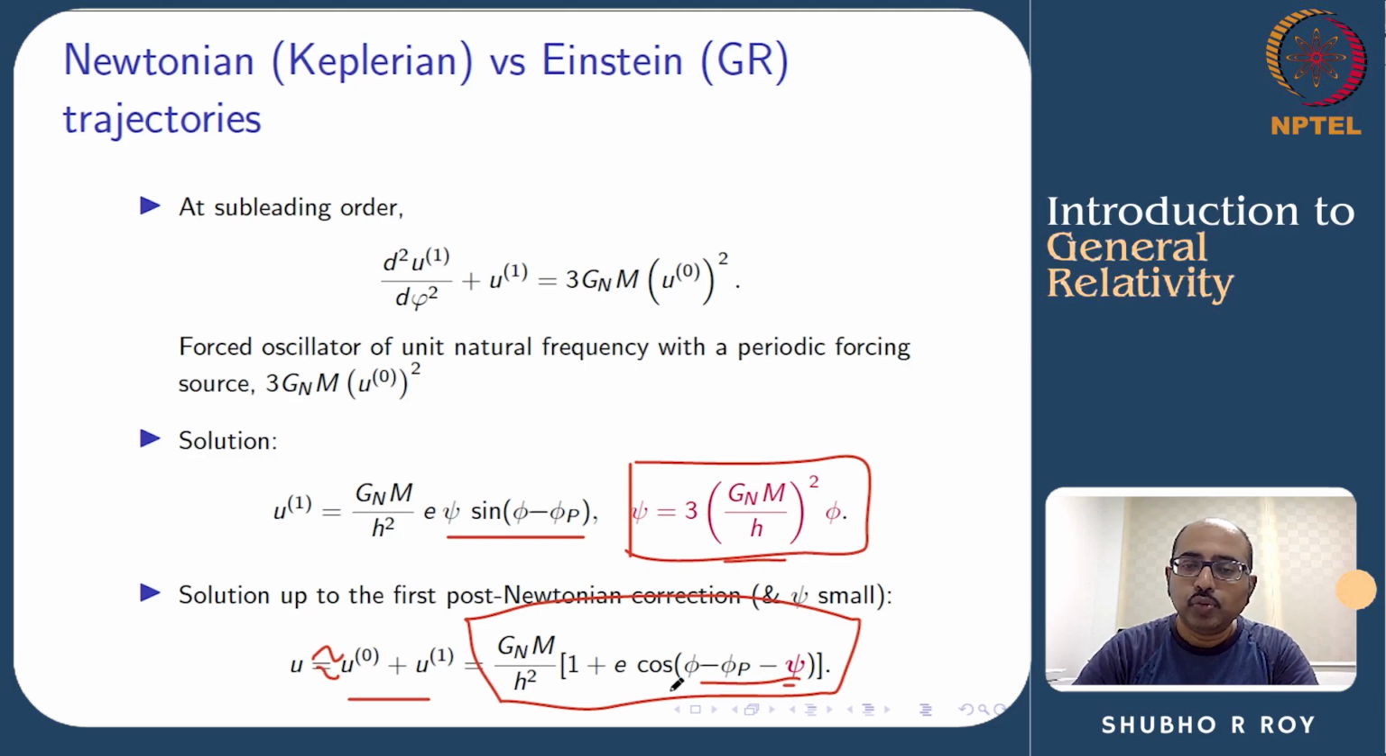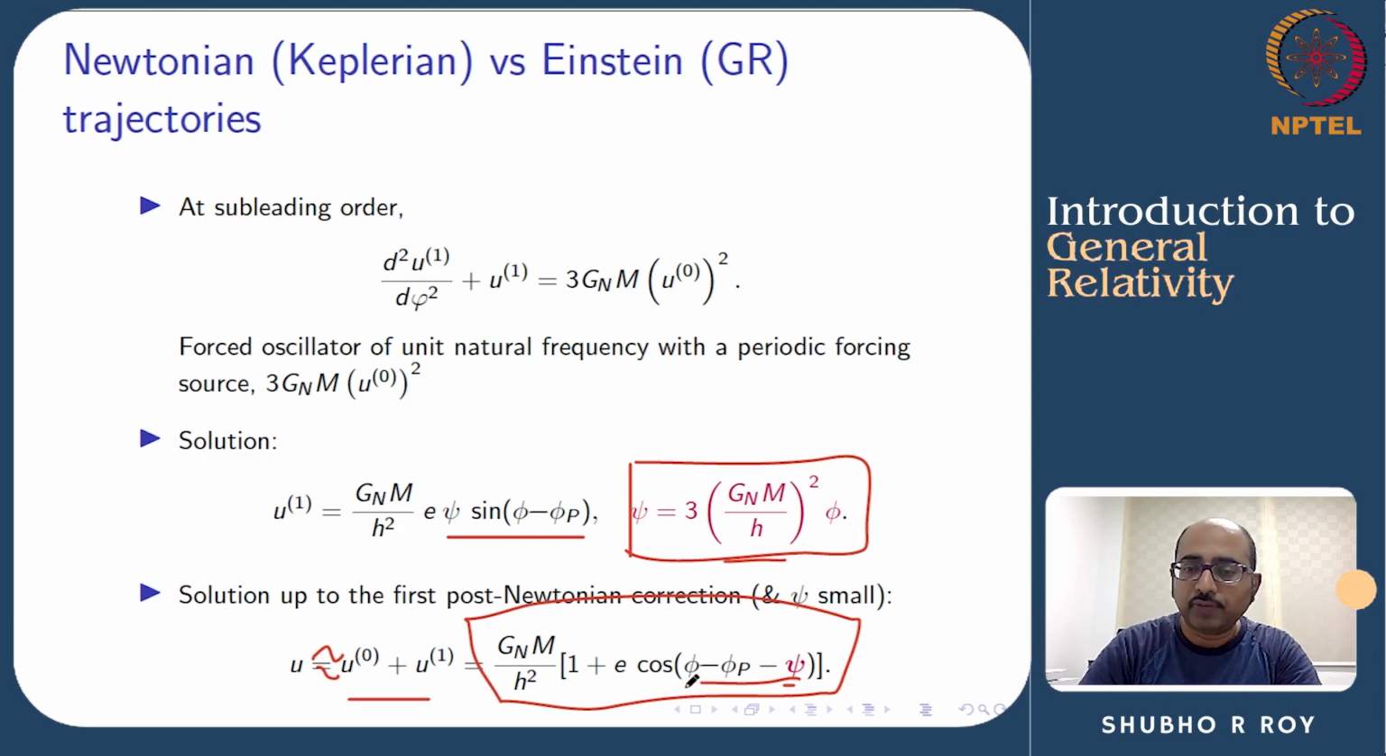Because u will be minimum, u will be maximum when the argument of cos is 0. And so the first perihelion, let's say, is at phi equal to phi p. The second perihelion will also be at the point such that the argument of the cosine is twice pi. So between two successive perihelia, the argument of the cosine phi should change by twice pi.